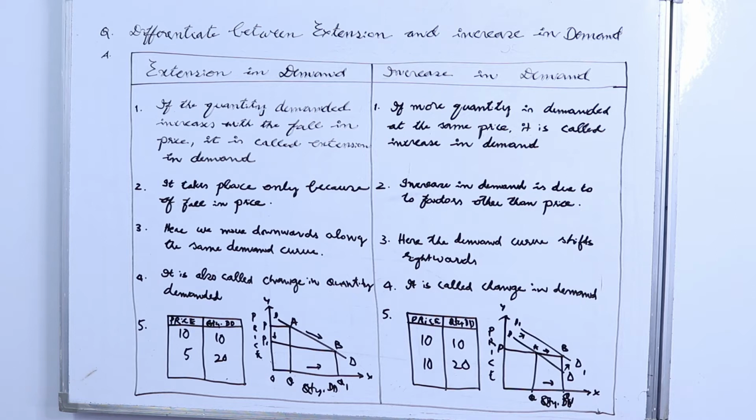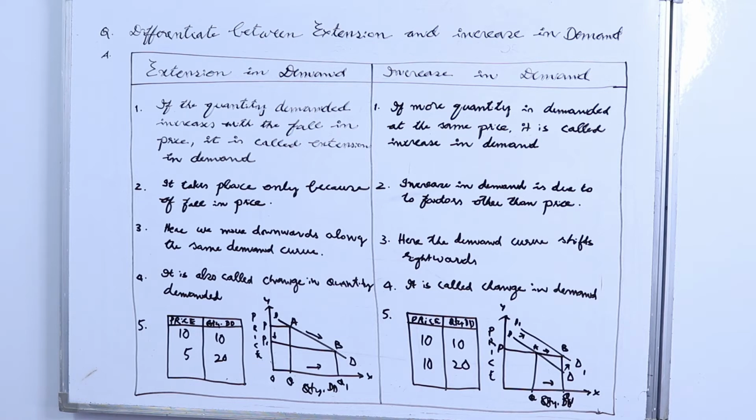The second point, look at this: extension takes place only because of a fall in price, which we discussed, not because of any other factors affecting demand. Increase in demand is due to factors other than price. We discussed right now, maybe because of favorable taste towards the commodity, maybe the income of the consumer has gone up, so he's in a position to buy more of the quantity.